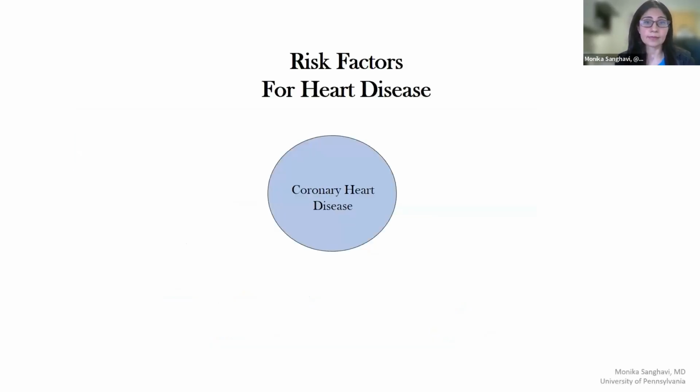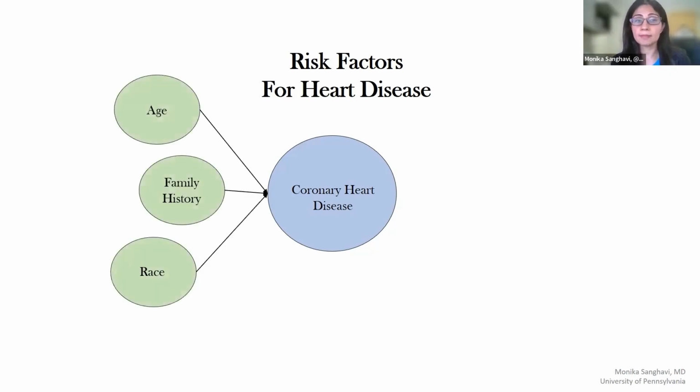So when we think about risk factors, when we started studying this as a medical community, we understood that coronary heart disease is a problem. Plaque is building up in the blood vessels. So then the goal was to determine what are the factors that increase someone's risk for developing this plaque buildup.